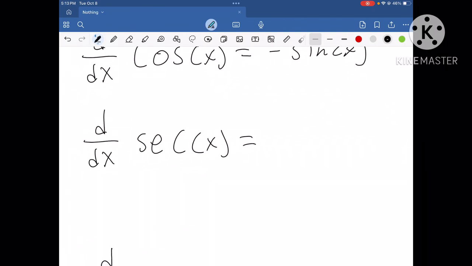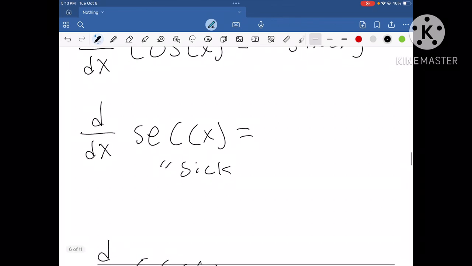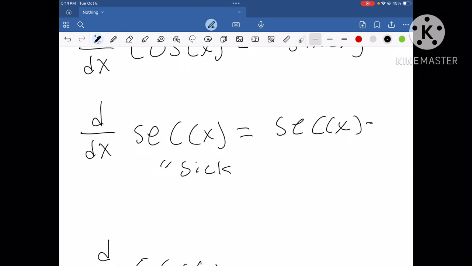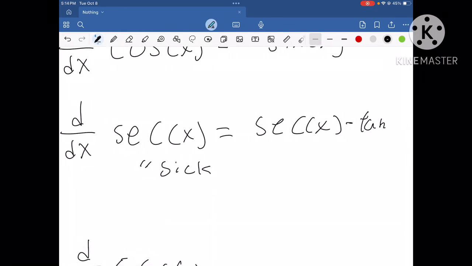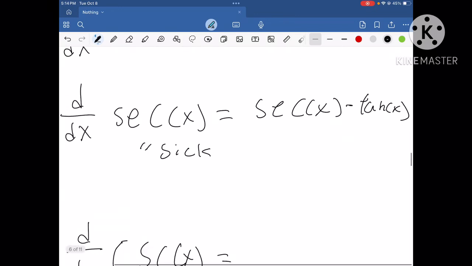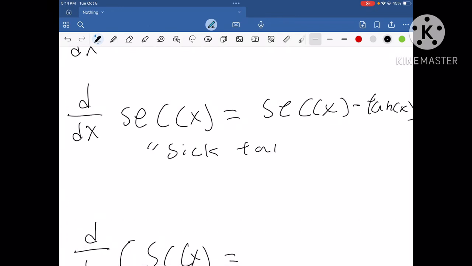Next is secant. Okay, so this is where things might get confusing, but don't worry. Secant, I like to call it sec, because the derivative of secant is secant tan. Sec tan. Like, go to the beach, you see some dudes tanning.